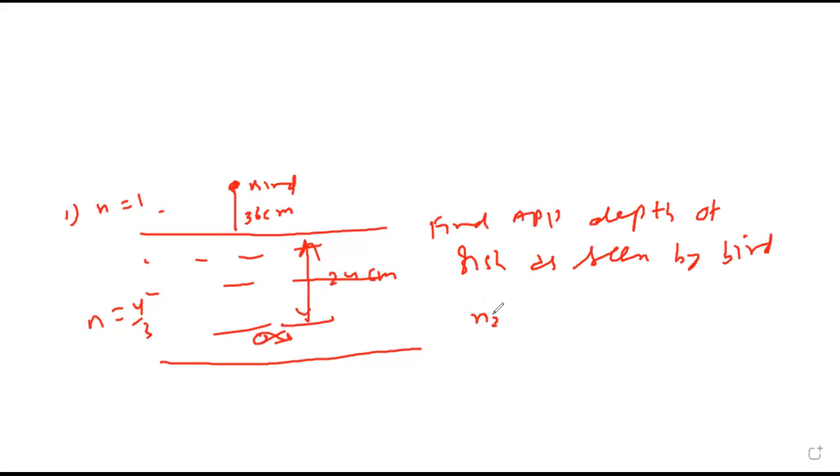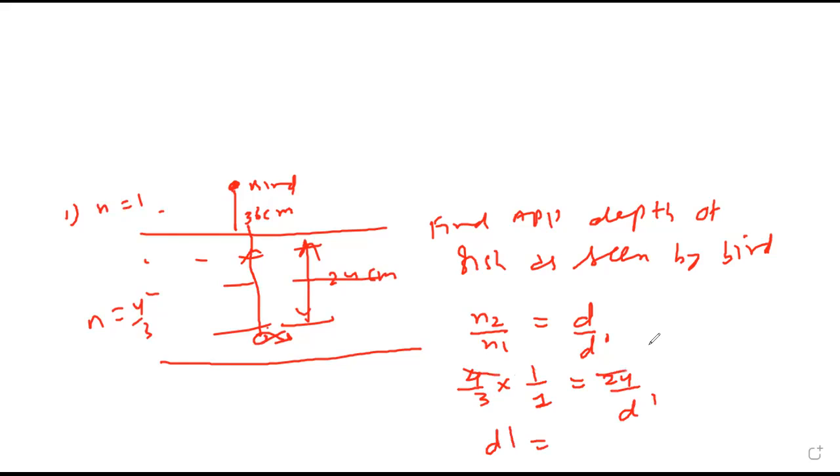So n2 upon n1 is real depth upon apparent depth. N2 is from where light will come and go into the bird's eye. The light will start from the fish and enter the bird's eye. Into 1 upon n1, that is 1. Real depth is 24, apparent we want. So d dash equals 4 into 6, that is equal to 18 centimeter.